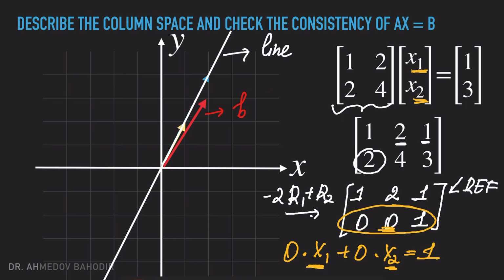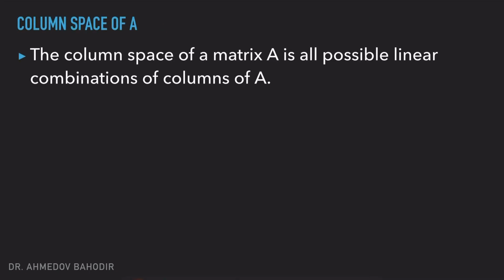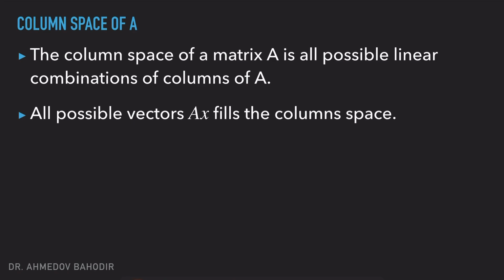So now I think we're ready to define what the column space is. The column space of the matrix A is all possible linear combinations of the columns of A. So we also say that, hey, all possible vectors Ax fill the column space, and we are going to denote the column space of the matrix A as C(A).